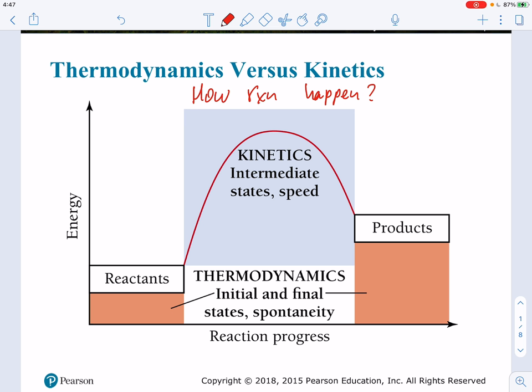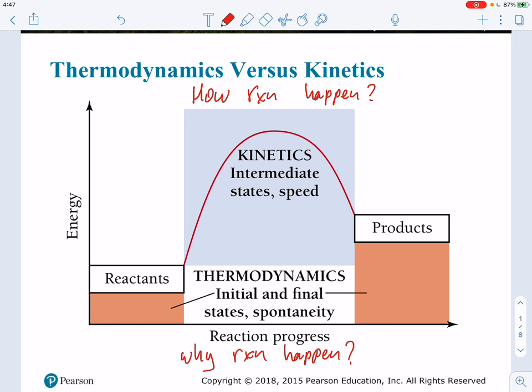Now, thermodynamics goes a little beyond. You are no longer interested in how the reaction happens. That information is pretty much irrelevant. Chemical thermodynamics wants to answer the question of why reactions happen. Thermodynamics and chemical kinetics focus on different aspects of the chemical reaction.